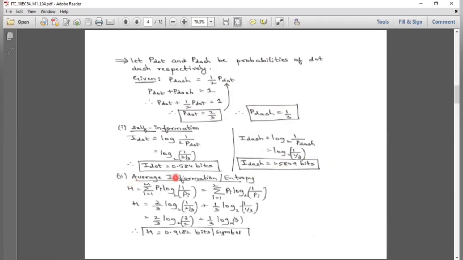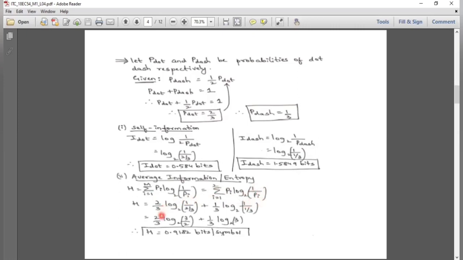So we know that average information or entropy is given by H equals to summation I equals to 1 to M Pi log of 1 by Pi, where Pi refers to probability and M refers to number of symbols transmitted. So in this example, we have two events occurring, a dot event and a dash event. Therefore, M value is 2. Therefore, the formula for entropy reduces to summation I equals to 1 to 2 Pi log of 1 by Pi to the base 2.